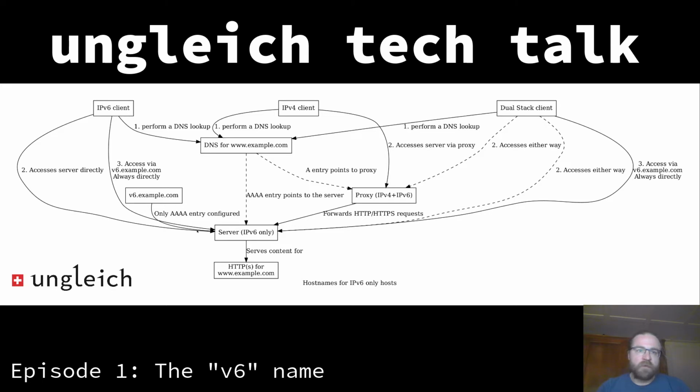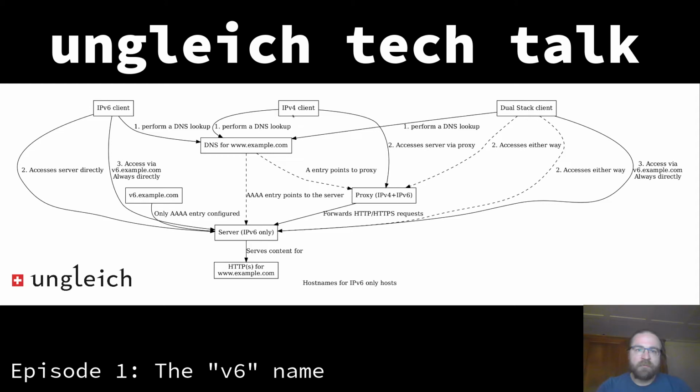So when you have a standard IPv6 client, the IPv6 client will do a DNS lookup for www.example.com, which resolves to the AAAA entry, the v6 entry, to the server directly, and for the A entry, the IPv4 entry, it resolves to a proxy. So the IPv6 only client will then use the AAAA entry and connect directly to the server. That one was quite easy.